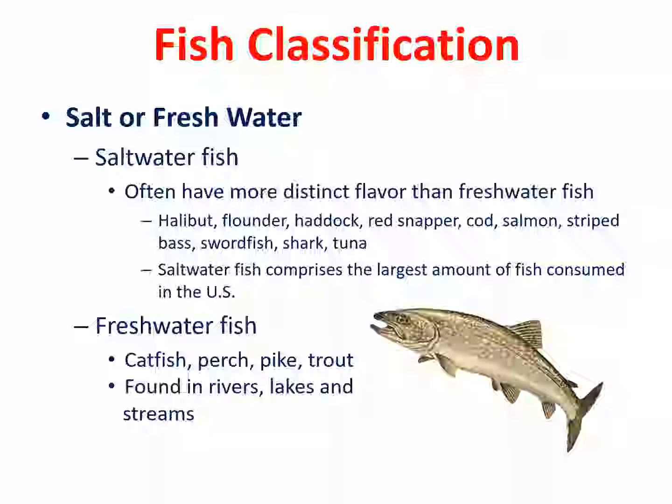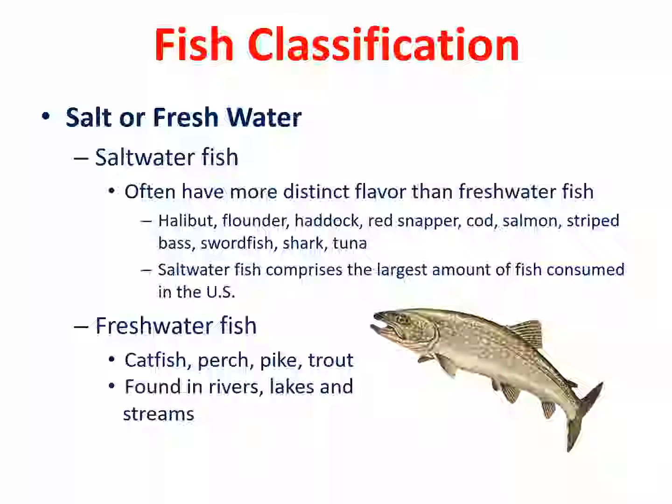Saltwater fish tends to have a more pronounced flavor than freshwater. That's not a rule of thumb, but it's just a tendency. Many times there's a much stronger flavor. So if you think of the saltwater fish, things such as salmon and swordfish and tuna, they have very, very distinct flavors so that you know what they are.